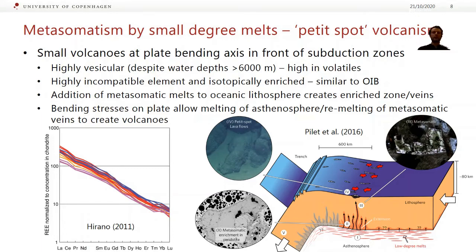And we do actually see xenoliths of metasomatized peridotite in these petit spot lavas. So there's evidence that even this relatively young oceanic lithosphere is getting metasomatized as it moves from a mid-ocean ridge to a subduction zone. Just on the bottom left there is a rare earth element plot where you can see how crazy enriched they are in light rare earth elements. And on the right is a model for how they might form, from Pilet 2016.